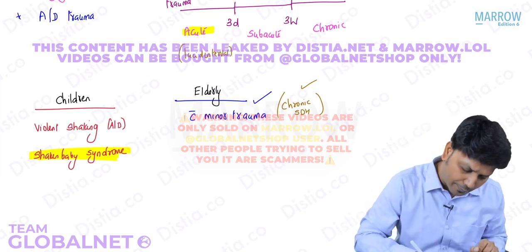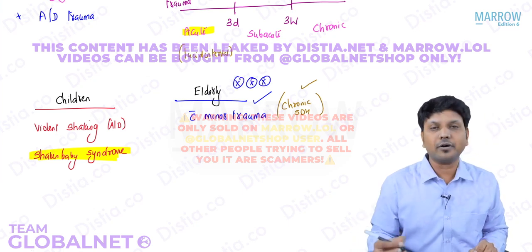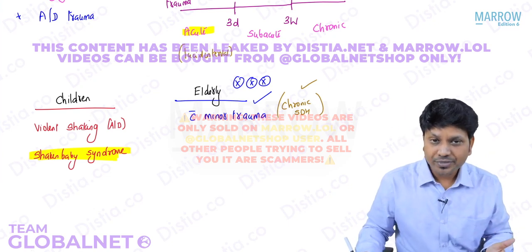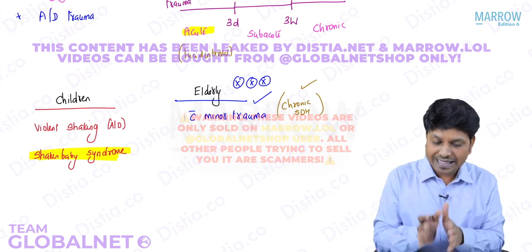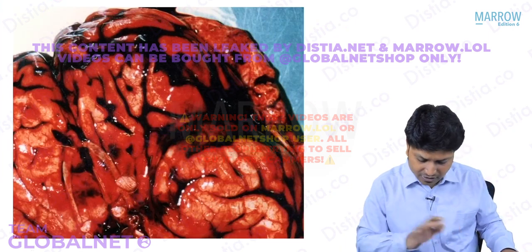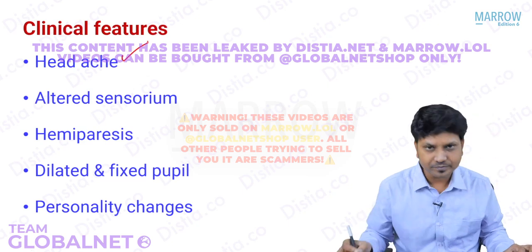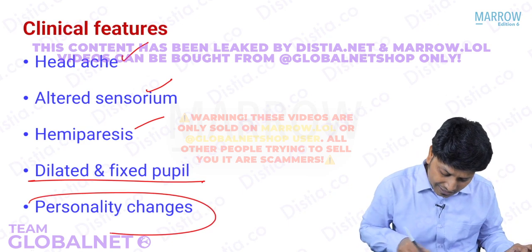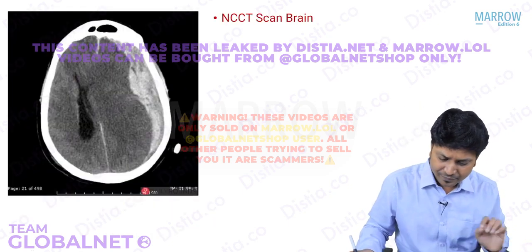Do remember this kind of specific history. This is very, very important, not only for your MCQ purposes, right? It is also important for your clinical practice. When this kind of elderly person comes to you with this kind of symptoms, you take a CT, right? And you can see what are the common clinical features. This is SDH. The patient can present with headache, altered sensorium, hemiparesis, dilated fixed pupil, personality change, very typical, personality change will be there. And you take CT, what happens?